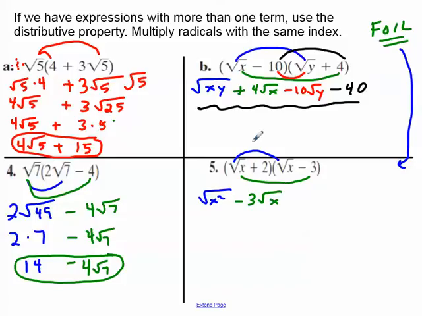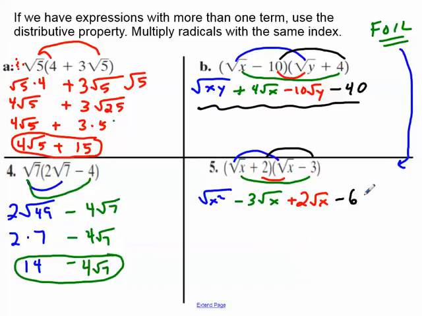Inside, these guys. Positive times positive, positive. Again, if it's not written, it's a plus sign. Positive times positive, 2 times square root of x, 2 square root x. Last is these guys. Positive times negative, negative. 2 times 3, 6.